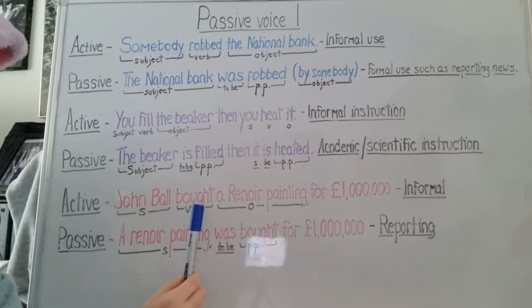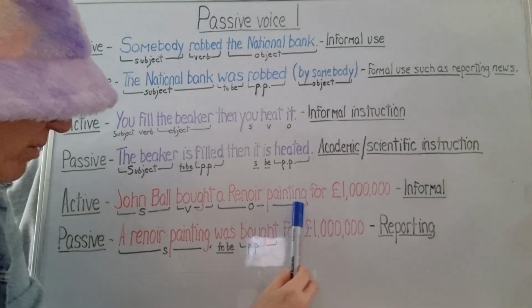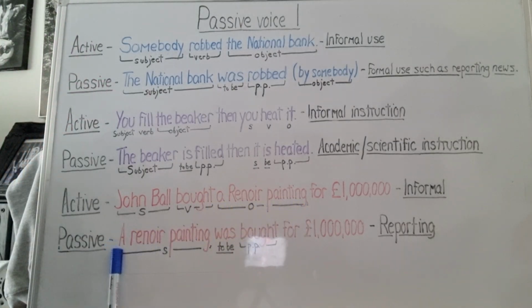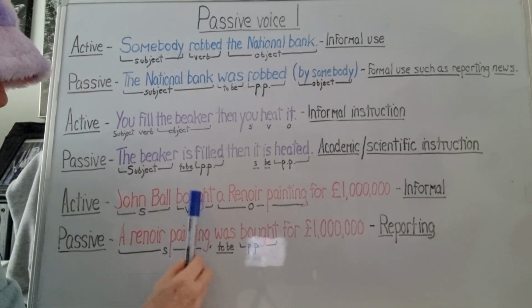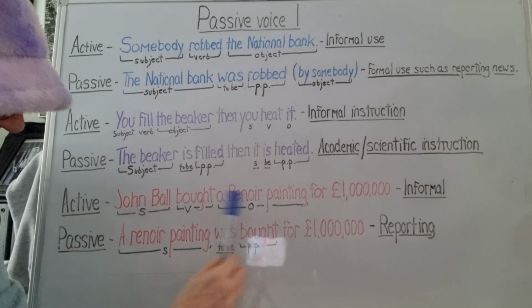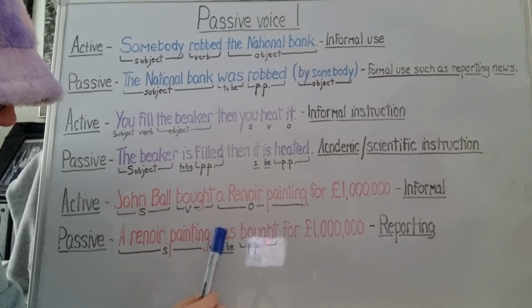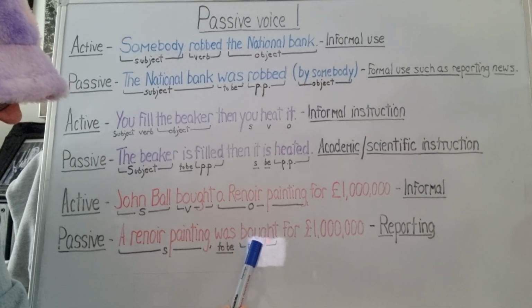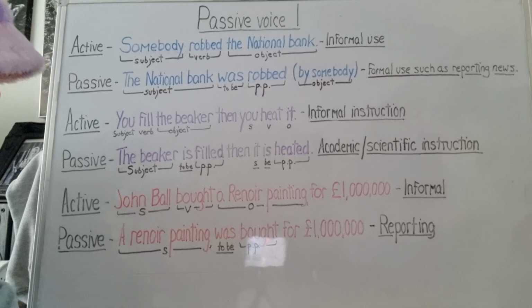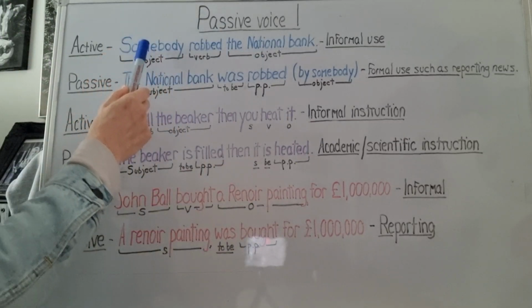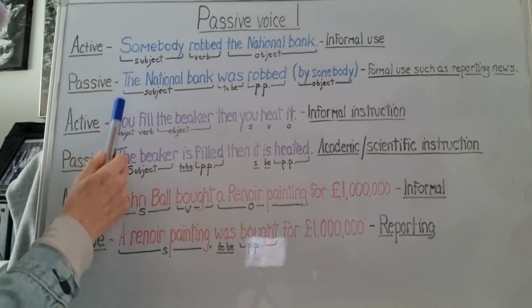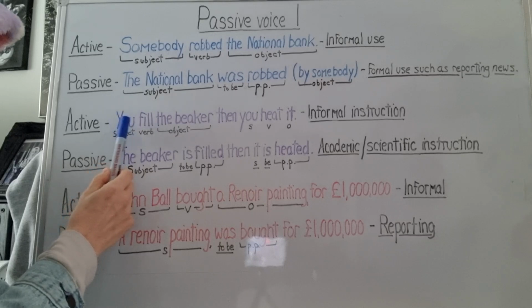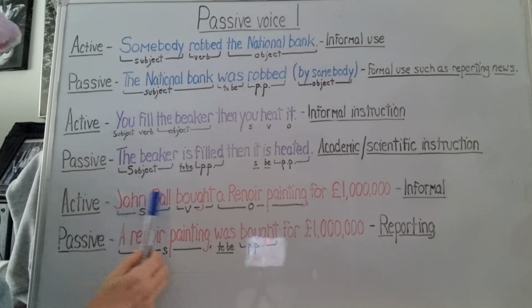Reporting, okay? Now, we take our object, a Renoir painting, it becomes the subject, a Renoir painting. And it's past simple, and it's it, so we use was, okay? It was bought, past participle, for £1 million, okay? We use passive voice when we don't know who the subject is, when the subject is anybody who wants to know something, or when we don't care about the subject.